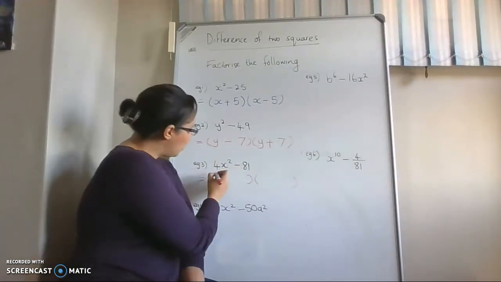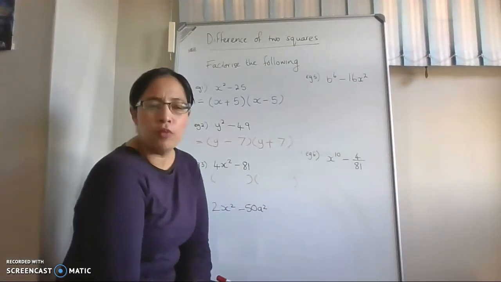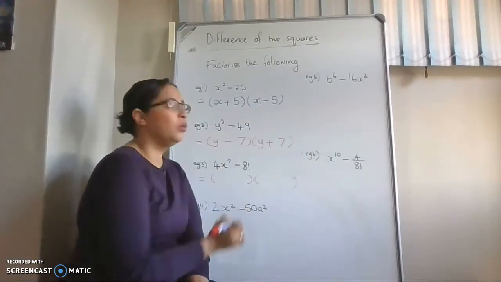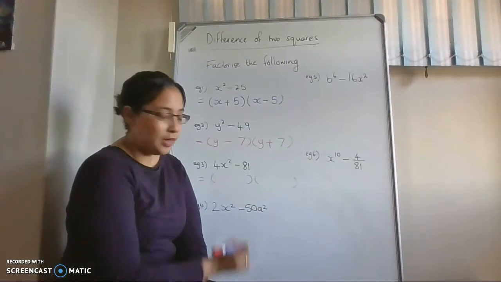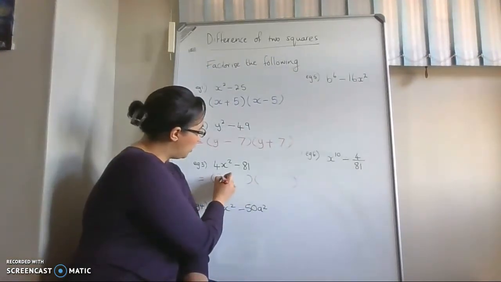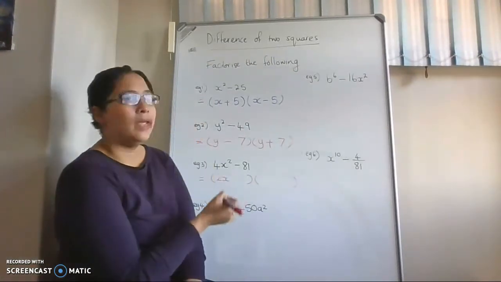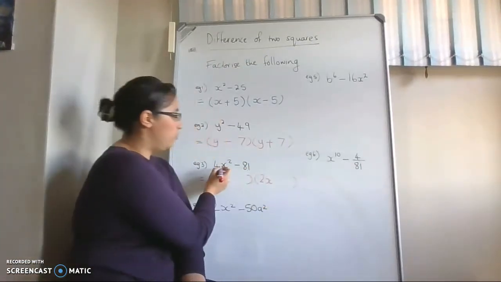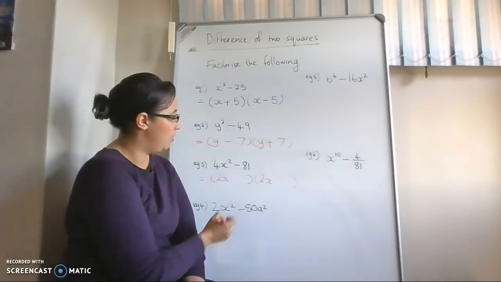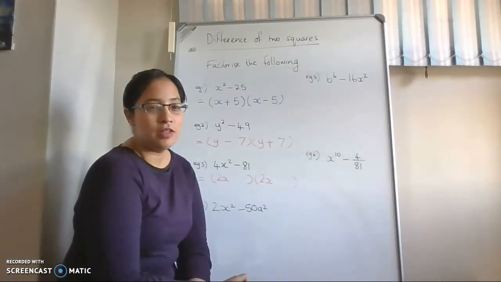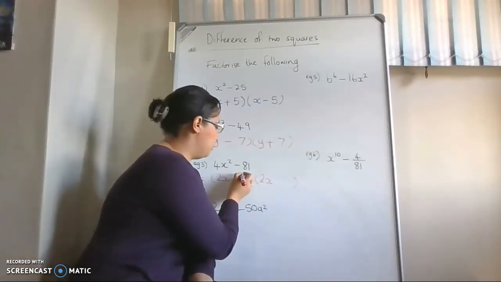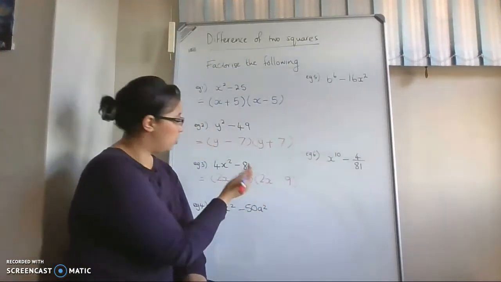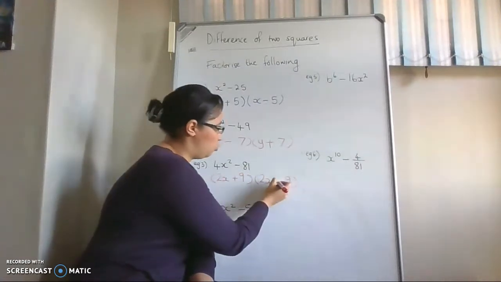So what's the square root of 4? The square root of 4 is 2. But this is 4x squared, so that would be 2x. Now 2x multiplied by 2x would give me 4x squared. The square root of 81 is 9, so put the 9 in there. And now you can put the plus and minus. It doesn't matter which order.